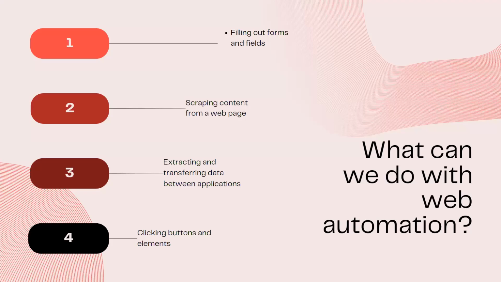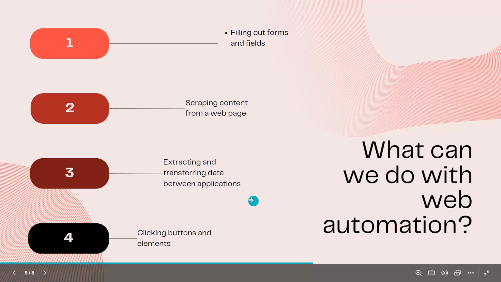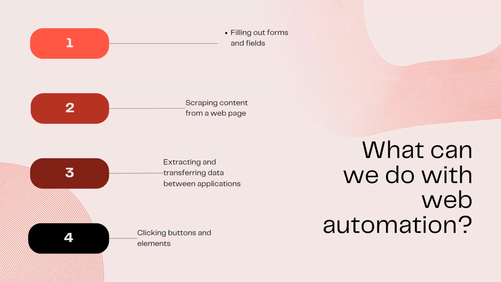So these are some of the applications or tasks, the tiny tasks which you have been doing. Filling out forms and fields. Scraping content from a web page. You've already done web scraping as an exercise, so you would know how it works. And clicking buttons and elements. And this third one, extracting and transferring data between applications, is what you are going to do now. You're going to extract the data and the data will be transferred. You're going to work on it and the output will be displayed at the end of your program.